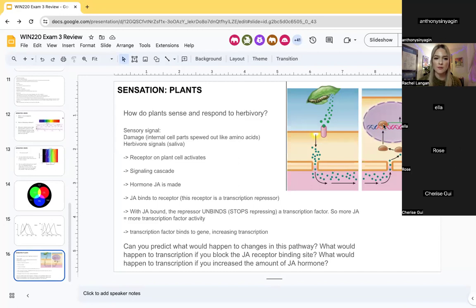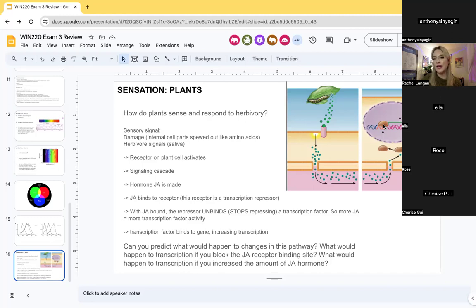Yes, question. I was just wondering, in how much depth do we need to know this process? Because I know it's kind of simplified when it comes to jasmonate causing the repressor to unbind. In the book, it says binding of jasmonate to receptor leads to degradation of the JAZ receptor. Do we need to know it in that much depth, or do we just need to know that jasmonate binds and allows for the transcription factor to bind to the promoter and cause transcription to occur?